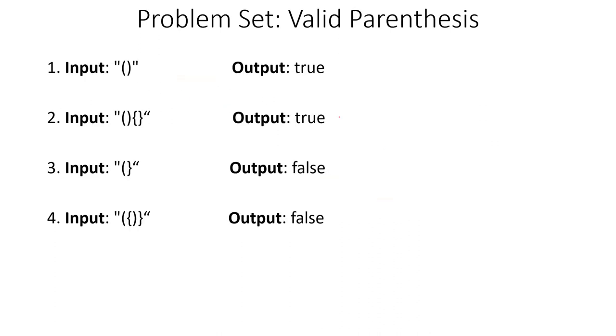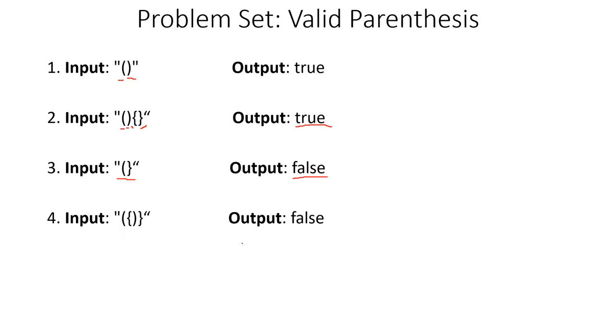So here is the example. First, this should output true because the ordering of the brackets is correct. It has an opening bracket and a closing bracket. Next, it's also true because first it added this type of bracket, then it closed it, then it opened another type of bracket, and that was also closed. That's why the output is true. This one is false because it first opened with one type of bracket and then it was closed by a different type of bracket. That's why it's false.